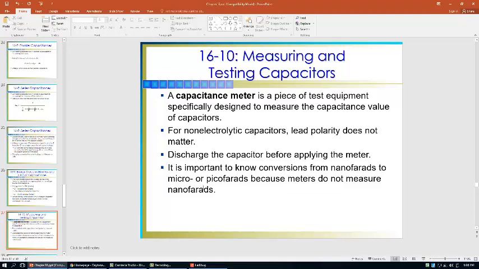Because you cannot measure the capacitor when it's charged, okay? That may cause an electric shock or something, all right? It is important to know conversions as well, okay?